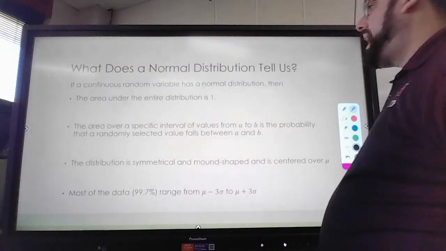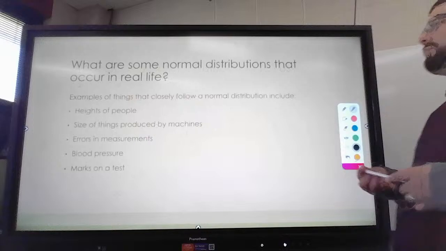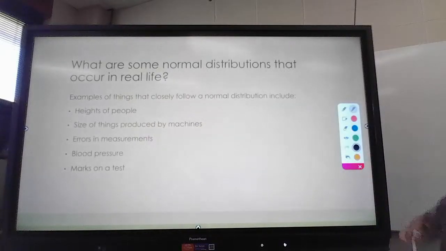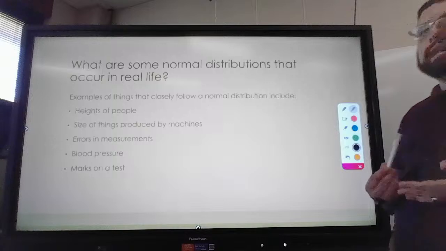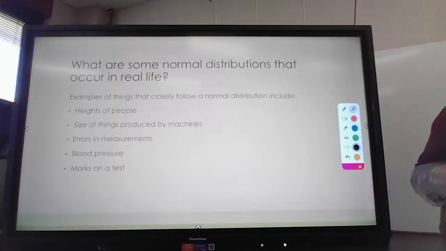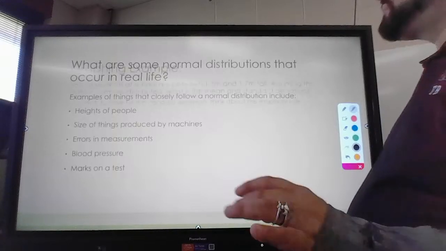Now, where does this occur actually? Well, a lot of things use a normal distribution. Heights of people, size of things produced by machines, errors in measurements, blood pressure, even grading. Like I said, teachers use bell curves a lot when it comes to grading.